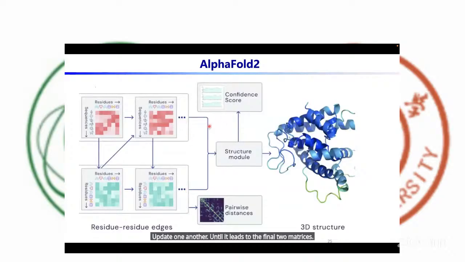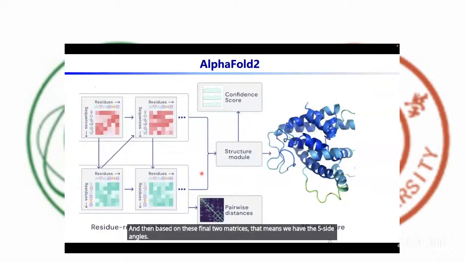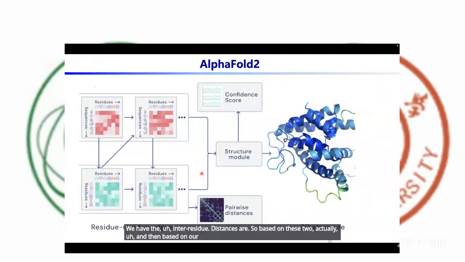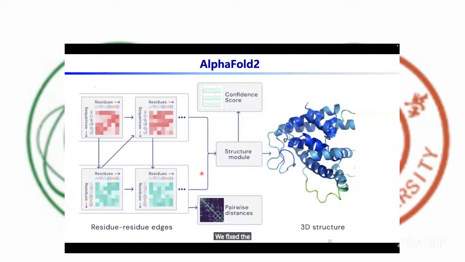And then based on these final two matrices, that means we have the phi psi angles, we have the inter-residue distances. So based on these two, and remember that initially we talked about how we fix the units near the alpha carbon as if they are rigid structures on a plane. So we can use this geometrical model to generate the fold. So this is the fold structure.